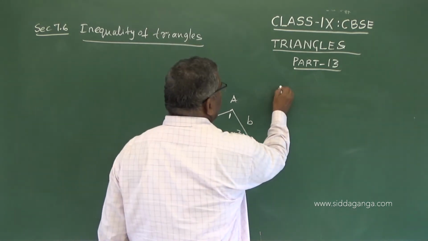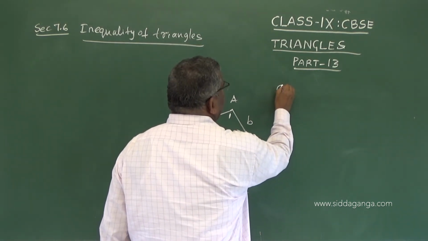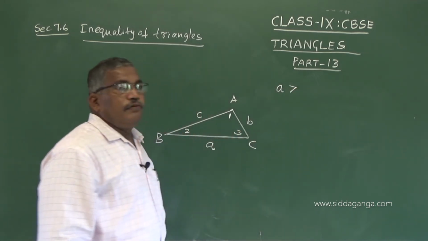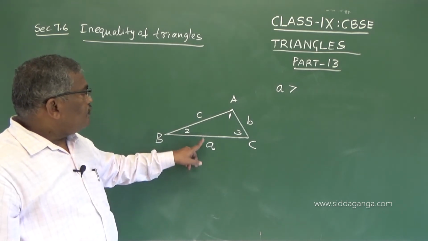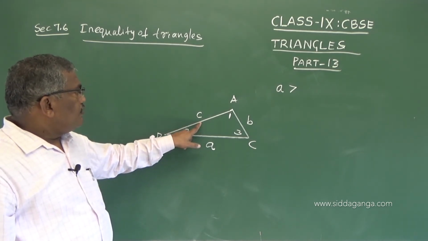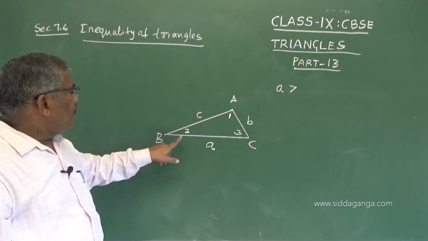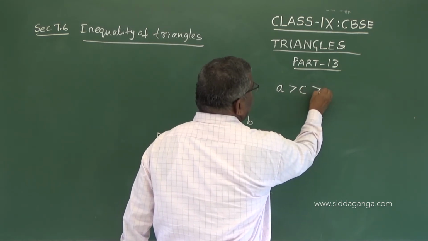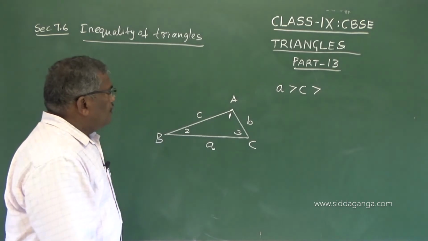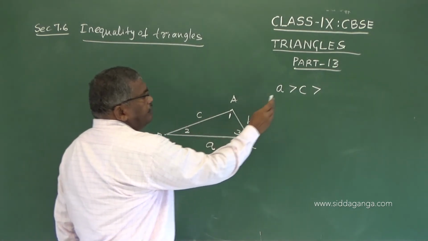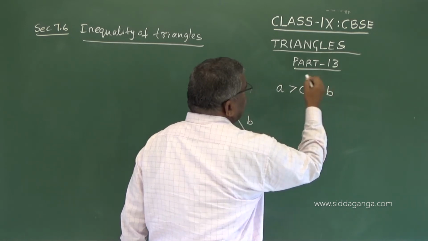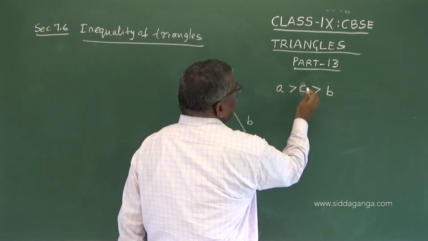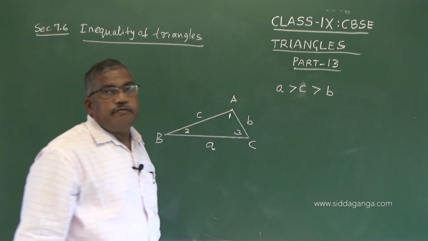So here I will write side a is greater than... next to a, what is the side? c is the side. So a is greater than c, and c is greater than b. b is the smallest. I will write small c here so you don't get confused. This indicates the side length.